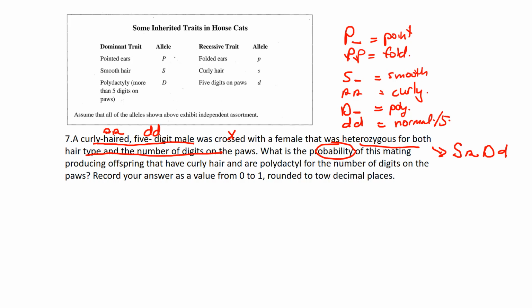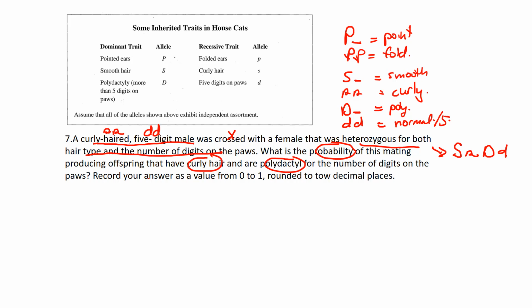The probability of them producing an offspring with curly hair and polydactyl for their digits. So, probably a little unfair giving you this question. I'm going to show you a better way to do this, and this is going to lead up to the next concept coming up in our student package. Now this is a dihybrid. It has two different traits, both the hair and the number of digits on its paw. When you're doing probability with a dihybrid, this is the best thing to do.